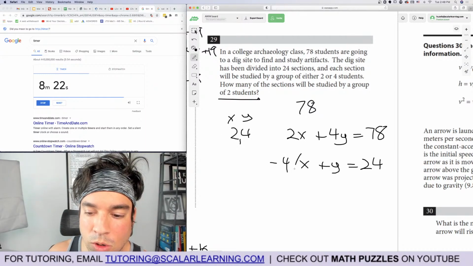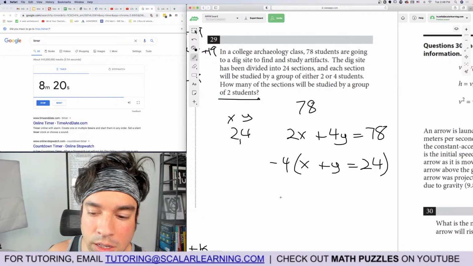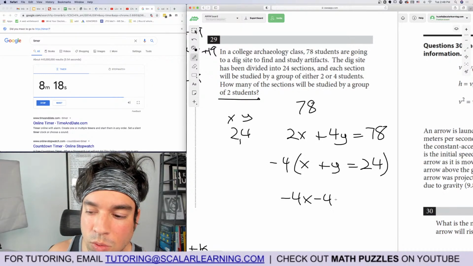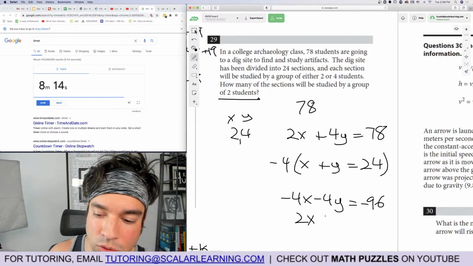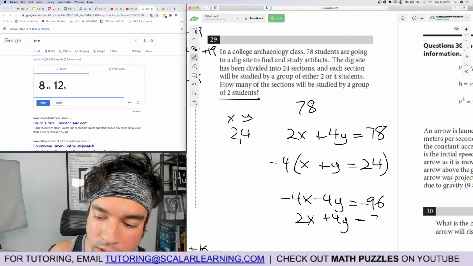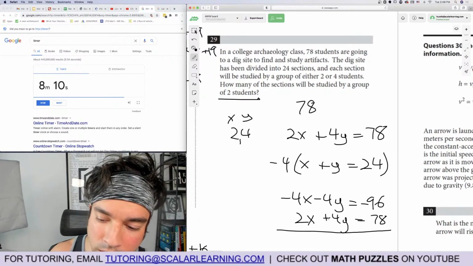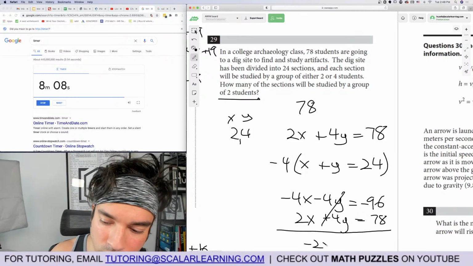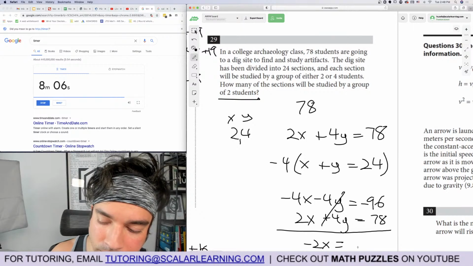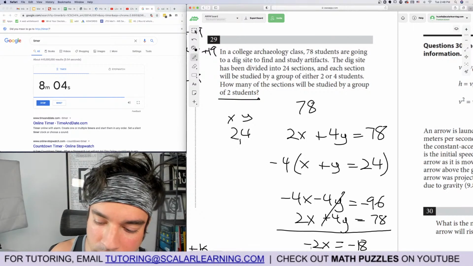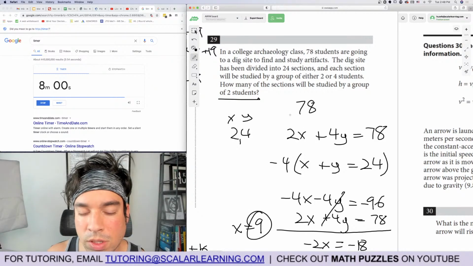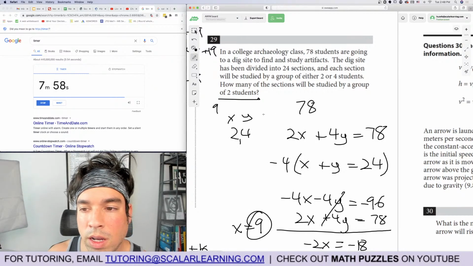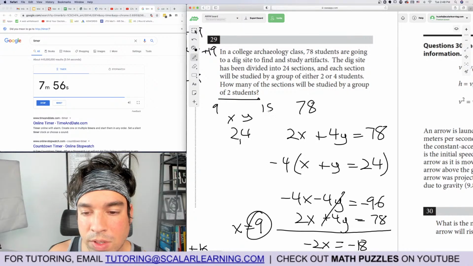Now just to save a little time, let's eliminate the y. So I'm going to multiply the bottom equation by negative 4, and I get negative 4x minus 4y equals, don't forget to multiply that other side, negative 96. Then we got 2x plus 4y equals 78. Then we kill those. Negative 2x equals negative 18. Divide by negative 2, x equals 9. So we got 9 groups of 2, and we probably would then have 15 of 4.